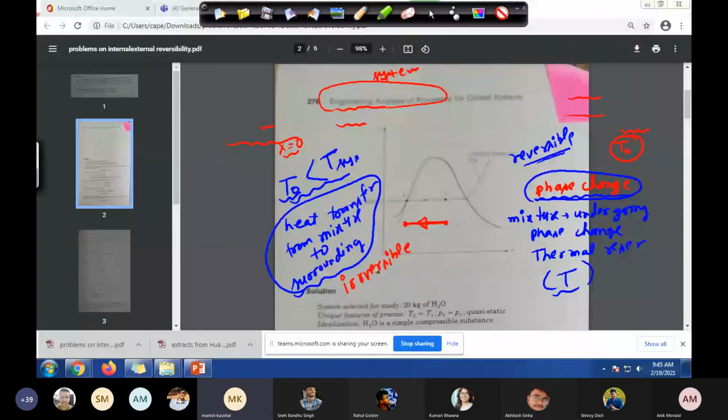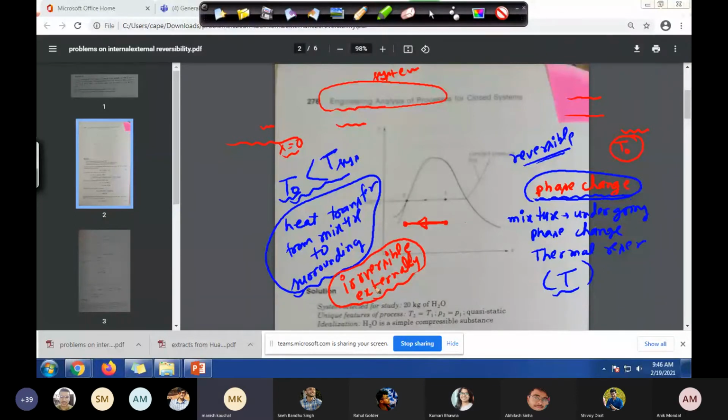But it is happening where? Outside the system. So what kind of irreversibility it is? Heat is going out of the system to surrounding. So what kind of irreversibility? External or internal? External. Right, Bhavna? That's what you were saying. Yes, sir. Okay, fine.